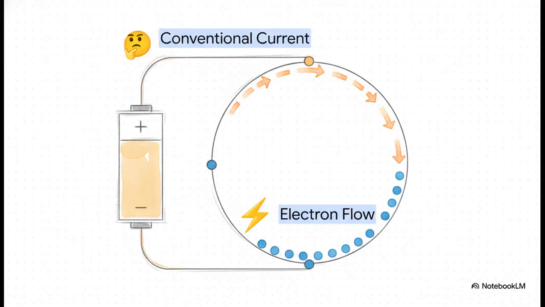And this slide just lays it out perfectly. The old school idea, what we call conventional current, assumed that something positive was flowing from the positive terminal to the negative one. Makes sense, right? But the reality, what's actually happening, is electron flow. The negative electrons are pushed away from the negative terminal and pulled toward the positive one. And the craziest part, we still use the old wrong convention in tons of diagrams today.